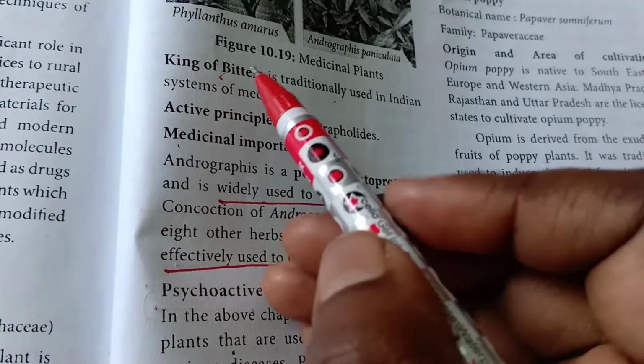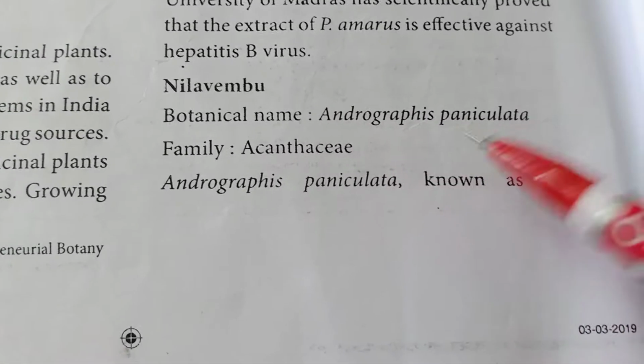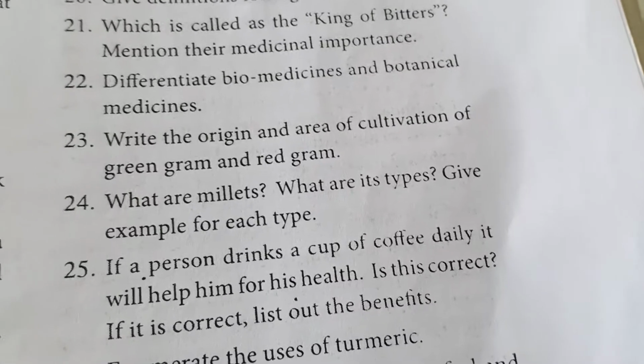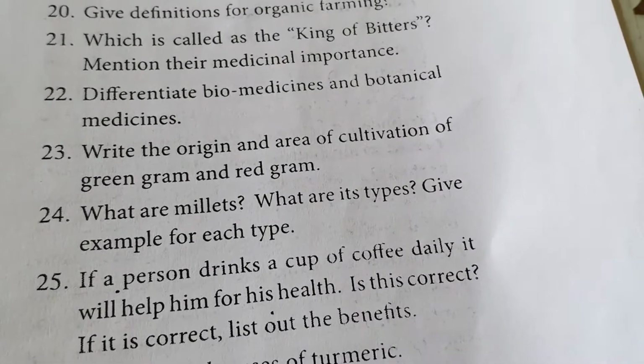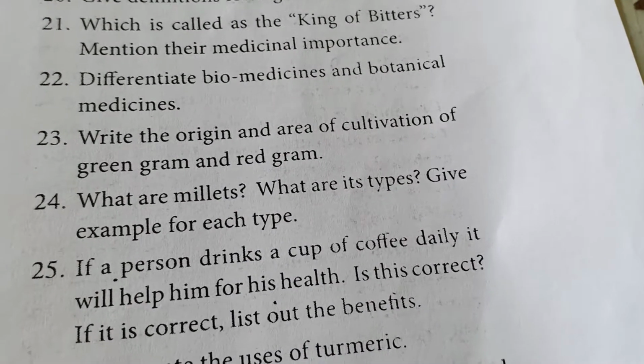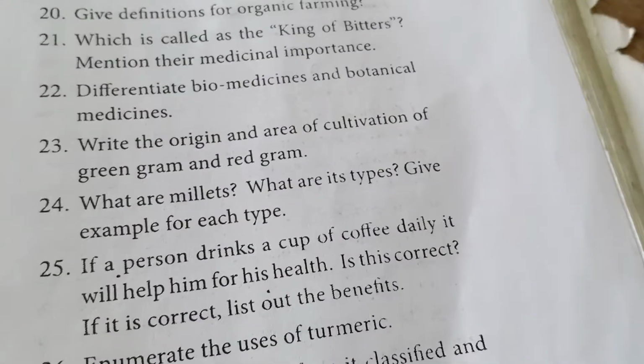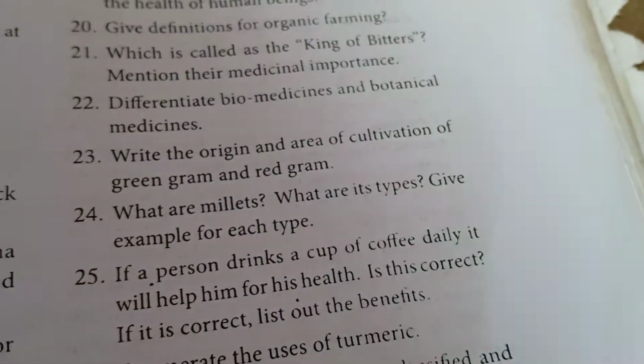So bitter or king of bitter is nothing but Nilavembu. Its botanical name is Andrographis paniculata. Now we'll move to the next question. Write the origin and area of cultivation of green gram and red gram. Green gram is Pachapair and red gram is Thorambair.